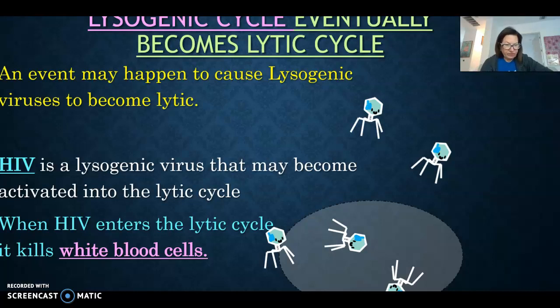When HIV does enter the lytic cycle, it attacks white blood cells, which is a key ingredient. That's why so many AIDS victims died of pneumonia and things like that, because it attacks your white blood cells, which attacks your immune system.